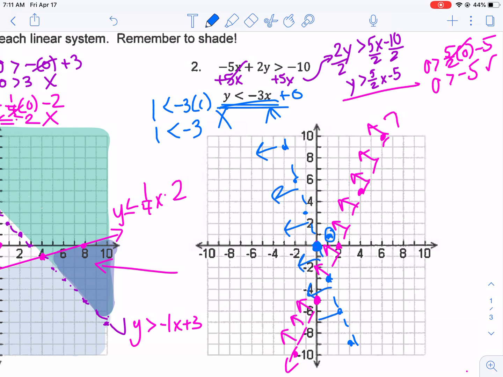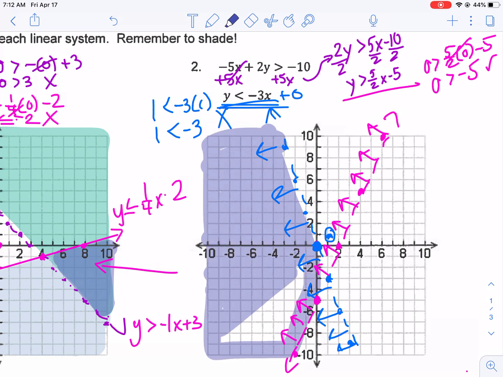And now I take a look and see, well, what part of the graph are both of my arrows pointing towards? Here? No. The pink is, but the blue is not. Here? No, nothing is pointing there. Here? Just the blue, not the pink. But in this region here are my solutions to the system. Both the pink and the blue arrows are pointing to that region. All right, that's number 1 and 2.